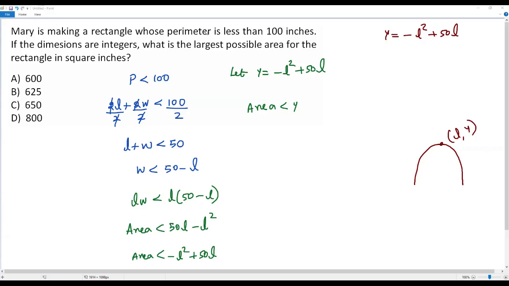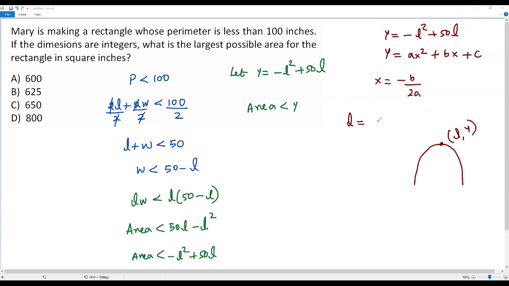So for that, let's consider the quadratic function in the form y equals ax² + bx + c. So comparing this and this, it's very clear that in the place of x we have L in our problem. When we have a quadratic function in this form, there is a formula to get the x coordinate of the vertex, which is x equals negative b over 2a.